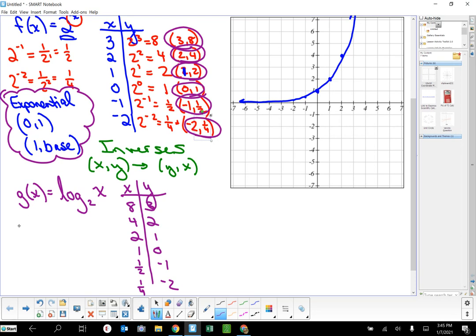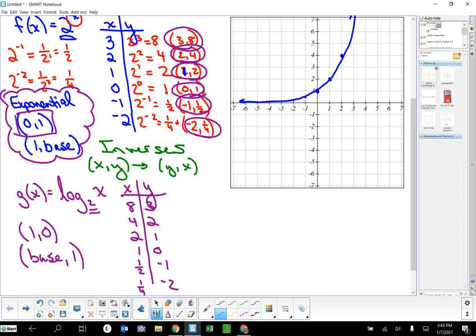In a log, they're all going to go through the point (1, 0), because this will get switched around because of the properties of inverses. And they're all going to go through the point (base, 1), which this is the base, comma 1.